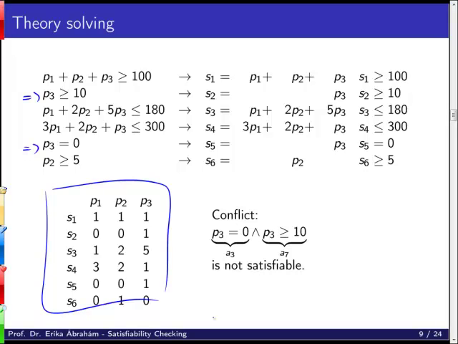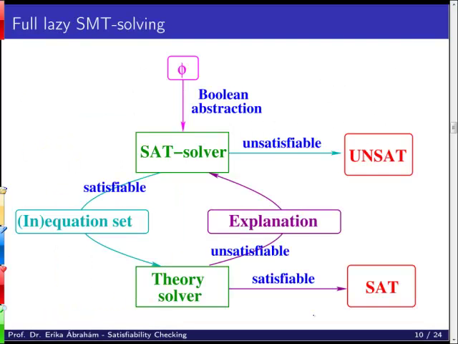And that means that P3 equals 0 and P3 is larger or equal to 10 together are unsatisfiable. This is the answer of the theory solver. And if we look here at this picture, what we did is we called the theory solver with a set of constraints, and now we come back with an explanation.